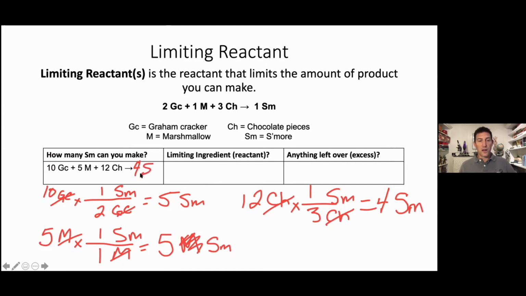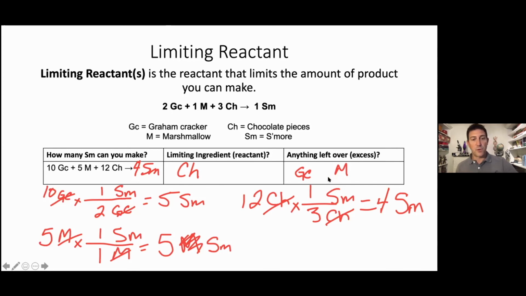So let's talk about that. That means my chocolate pieces is my limiting reactant. It determined how many s'mores I was able to make, which is 4 s'mores. Do I have anything left over? I'm not going to have any chocolate pieces left over because I used them all up to make those 4 s'mores. But look at here. I'm going to have some of these left, aren't I? I'm going to have some of my graham crackers, and I'm going to have some of my marshmallows left over because I could have made 5 s'mores, but I didn't have enough chocolate pieces.